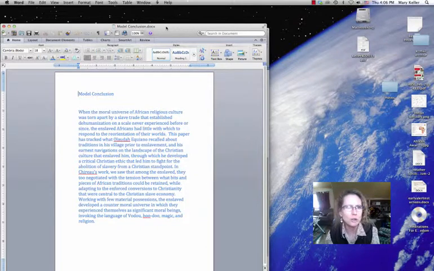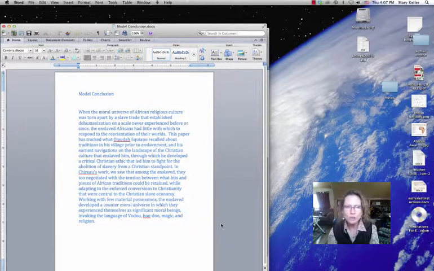Here's my model conclusion. When the moral universe of African religious culture was torn apart by a slave trade that established dehumanization on a scale never experienced before or since, the enslaved Africans had little with which to respond to the reorientation of their worlds. This paper has tracked what Olaudah Equiano recalled about the traditions in his village prior to enslavement, and his earnest navigations on the landscape of the Christian culture that enslaved him, through which he developed a critical Christian ethic that led him to fight for the abolition of slavery from a Christian standpoint.